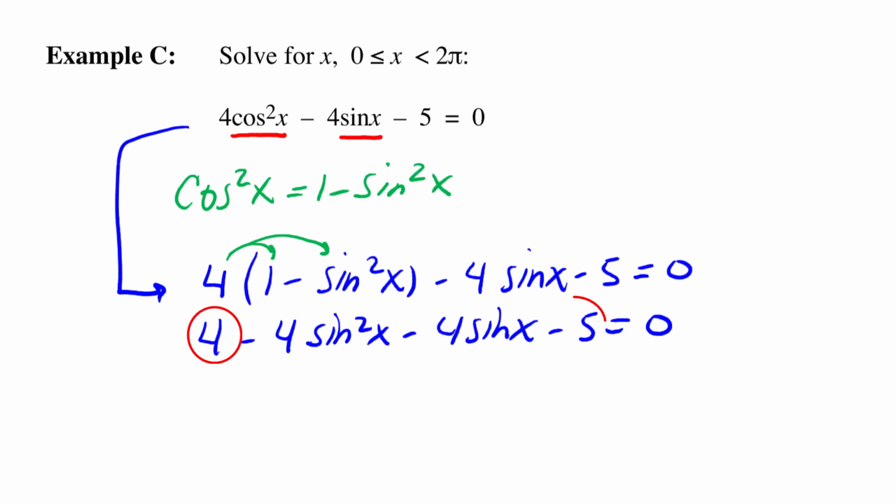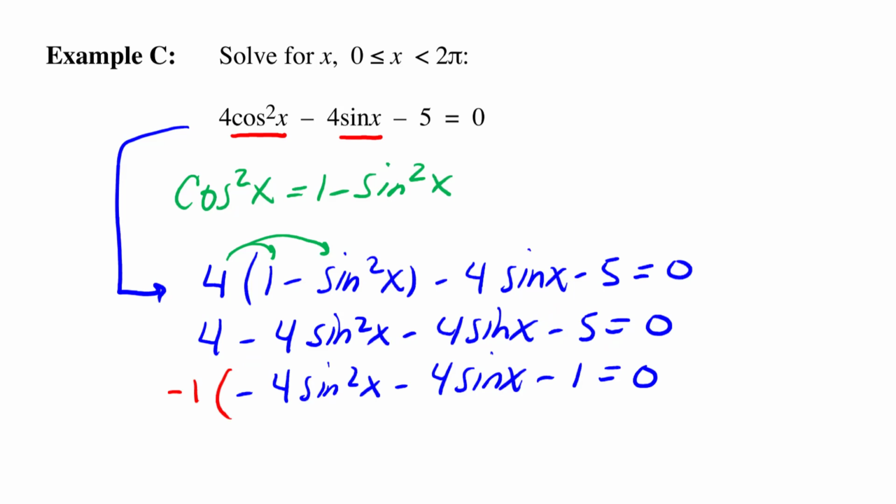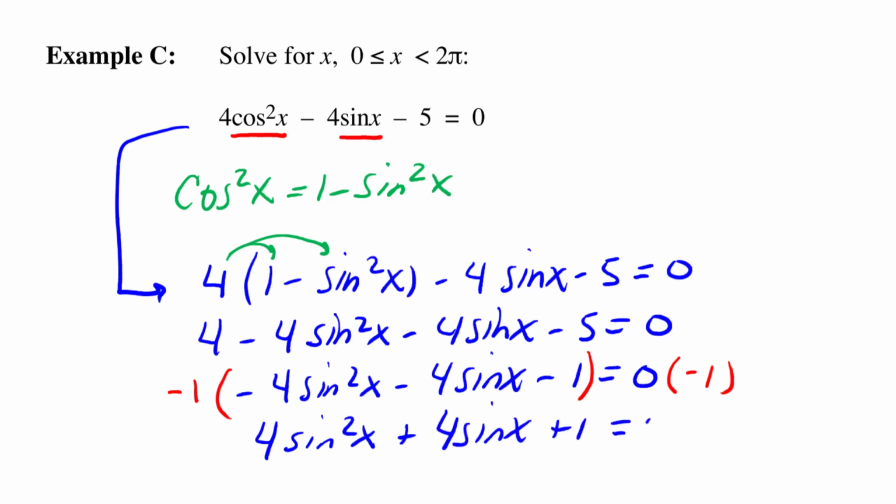Notice that we have a constant 4 and a negative 5. Those are like terms, and they'll combine. So we get negative 4 sine squared x minus 4 sine x, and they combine to negative 1. To make the first term positive, we're going to multiply each side by negative 1. It's easier to work with when the first term is positive. 4 sine squared x plus 4 sine x plus 1 equal to 0.